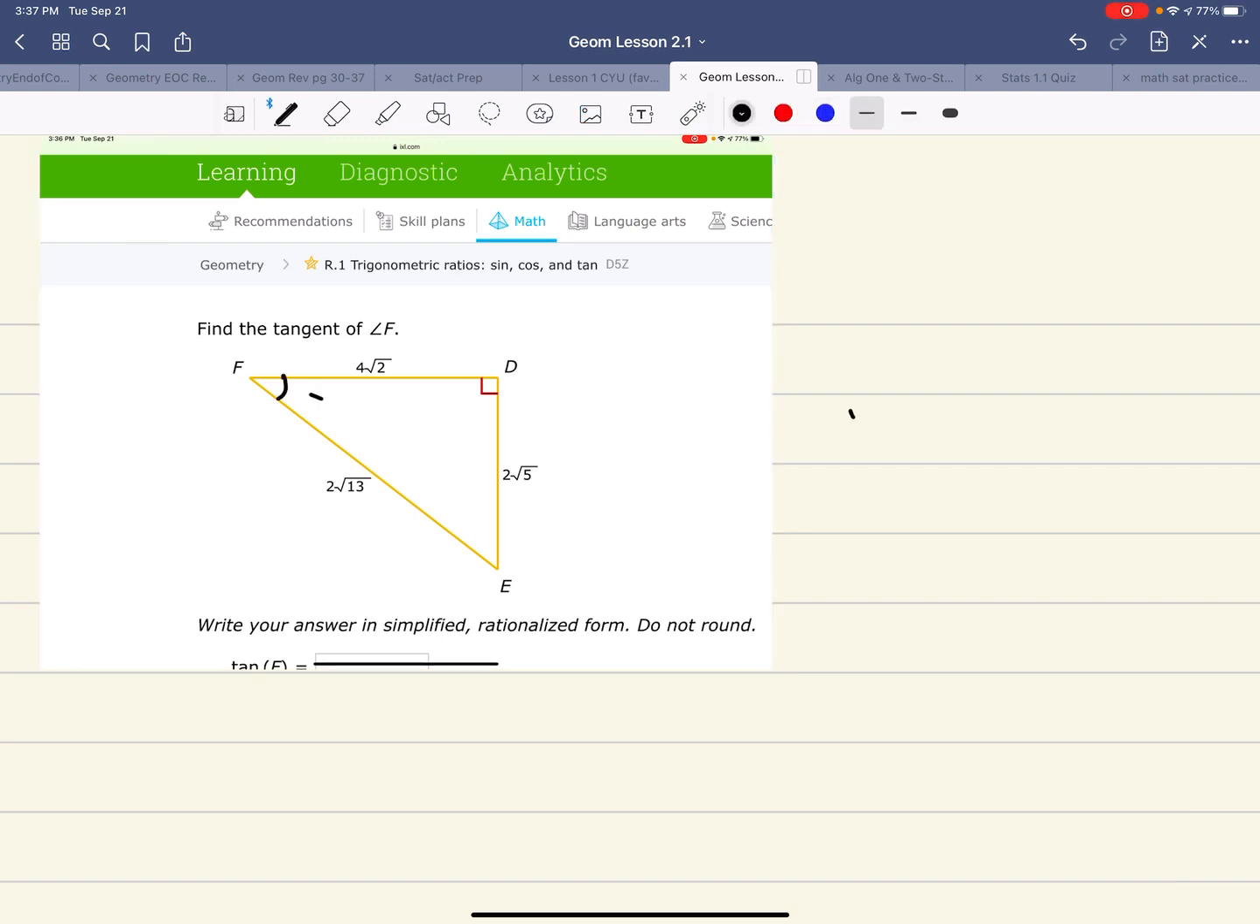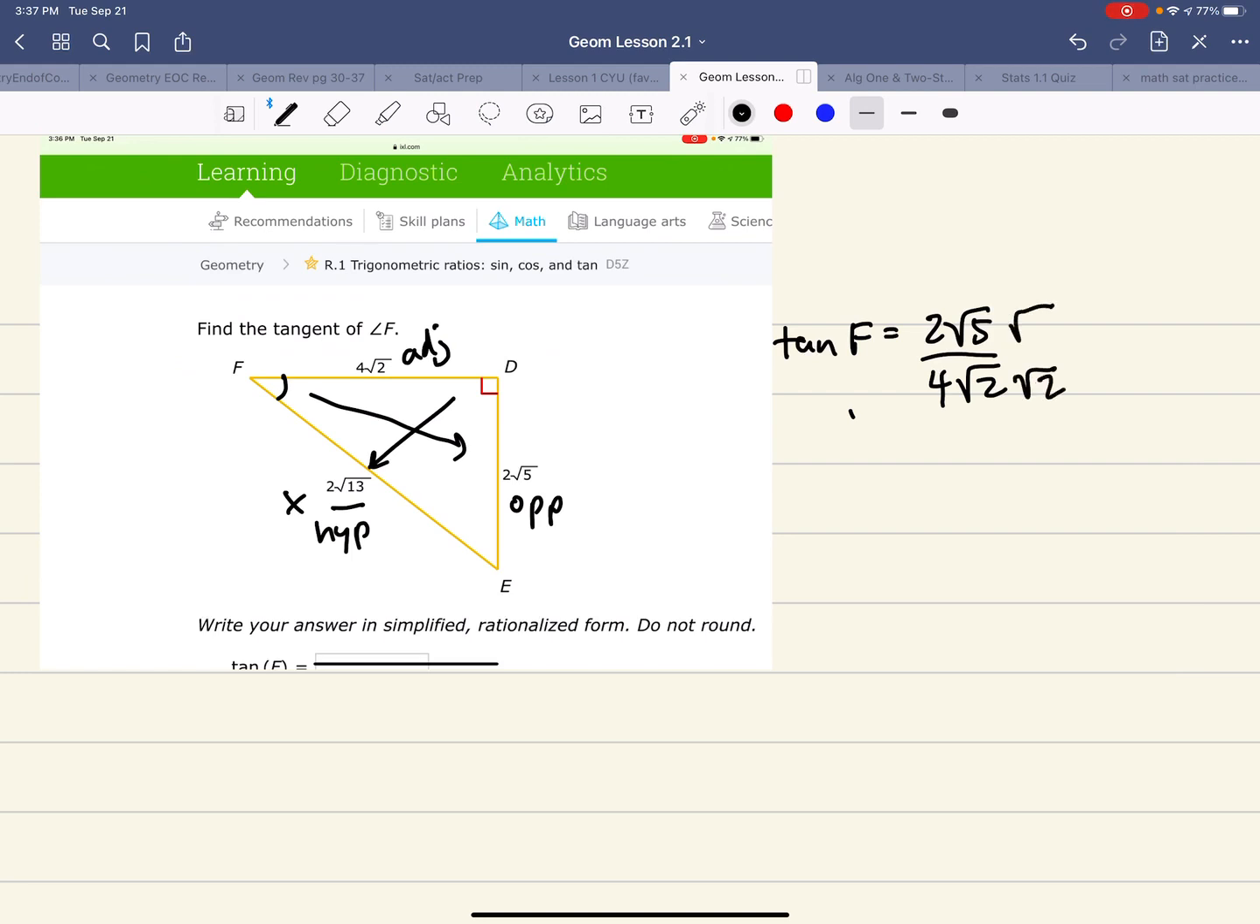So the tangent of f is opposite over adjacent. And for tangent, I don't need this hypotenuse. So the tangent of f would be 2 times the square root of 5 over 4 times the square root of 2. Okay, but I can't have that. Remember, I'm multiplying by the square root of 2 because I can't have that at the bottom. So 2 over 4 times the square root of 5 times the square root of 2 all over 2.